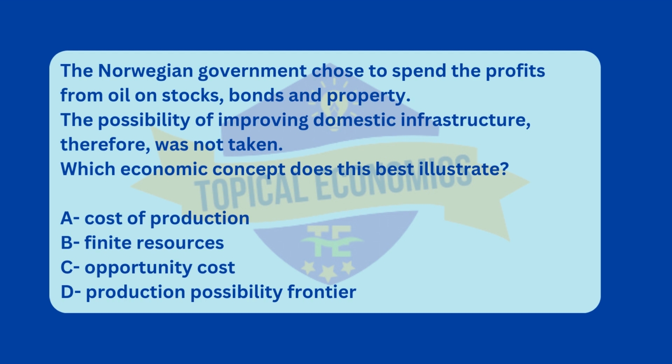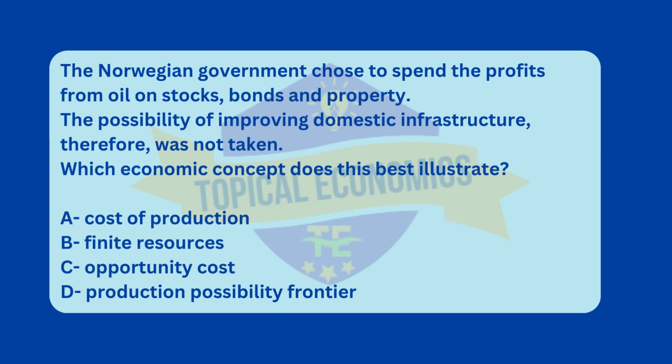The Norwegian government chose to spend the profits from oil on stocks, bonds, and property. The possibility of improving domestic infrastructure, therefore, was not taken. Which economic concept does this best illustrate? A. Cost of production. B. Finite resources. C. Opportunity cost. D. Production possibility frontier. This question is from year 2018 May-June version 1 paper.